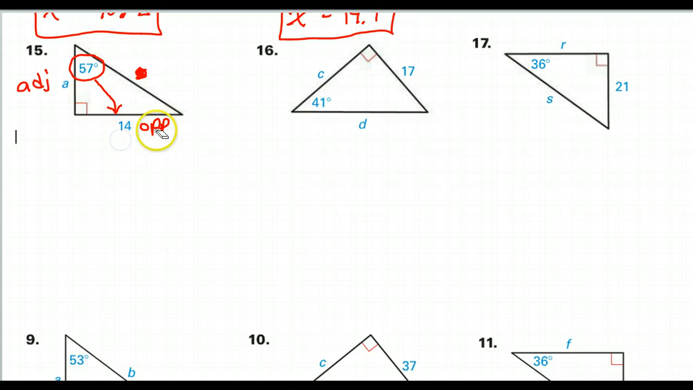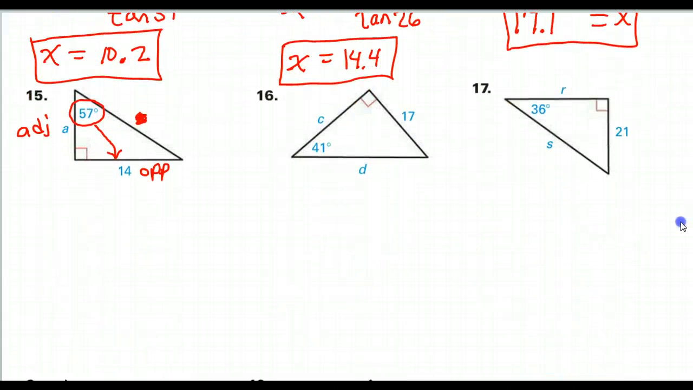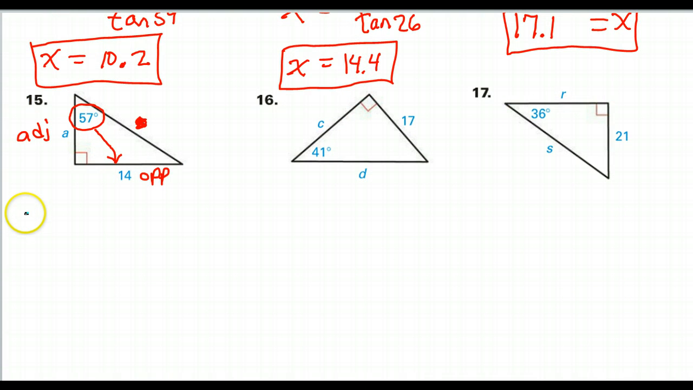Okay, opposite and adjacent. Which trig function is that? Well, it's the same one we've been doing over and over again. Opposite over adjacent, that is once again the tangent function. So we're going to continue on with the tangent function. So tangent of an angle is equal to the opposite leg over the adjacent leg. So in this case, that's 14 over A.